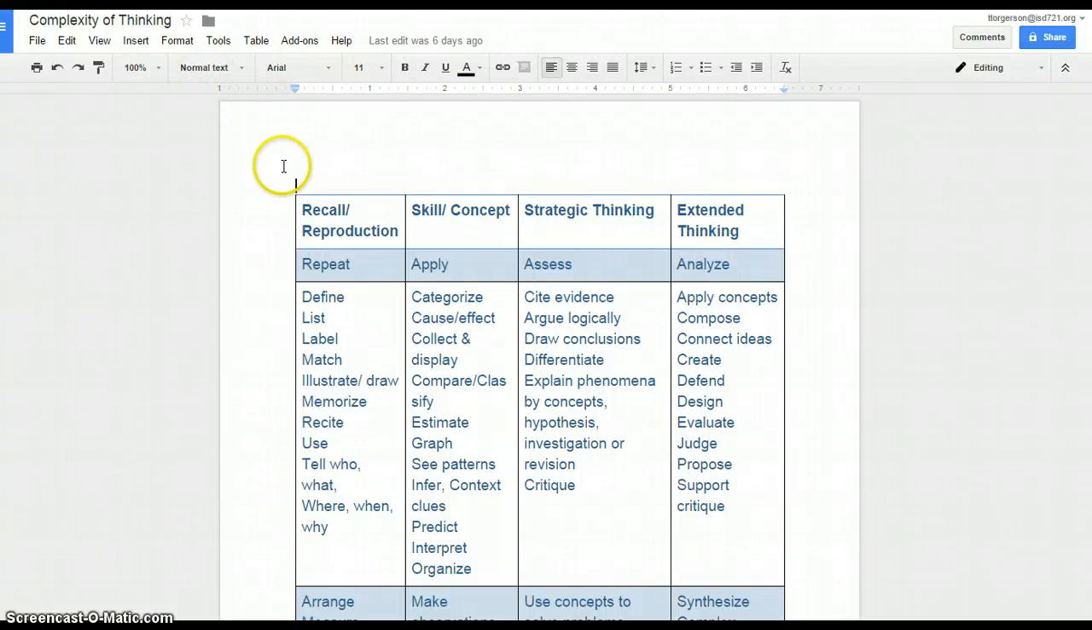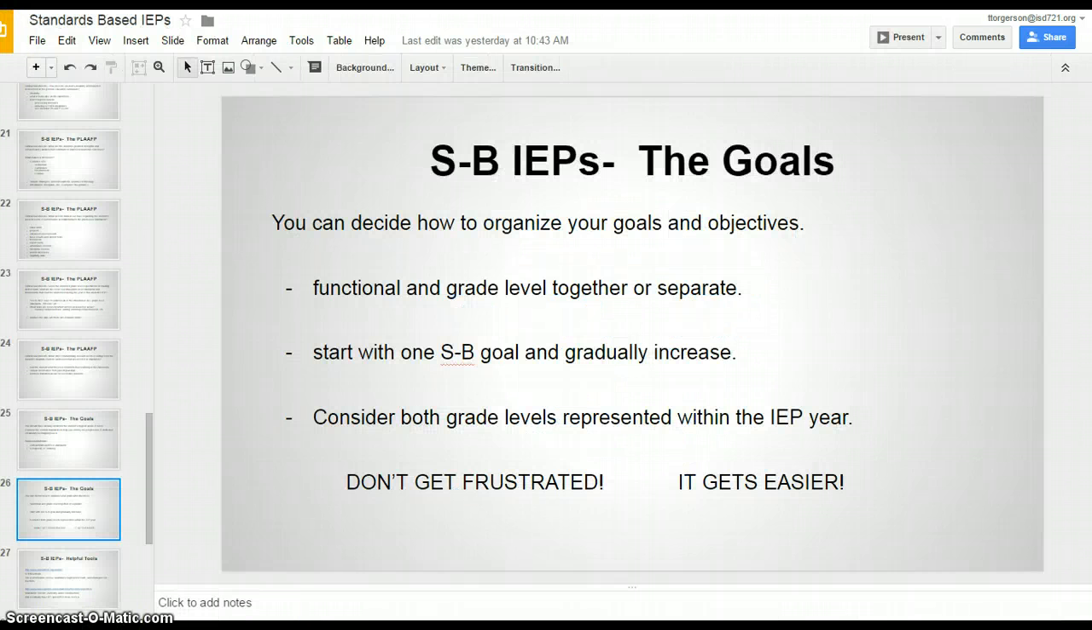Okay, I'm back. So we just discussed how you can really increase skill concepts or complexity of thinking as you move across this table. So now, let's move on. Let's see, where am I?